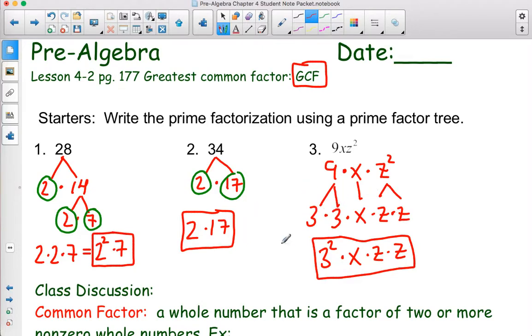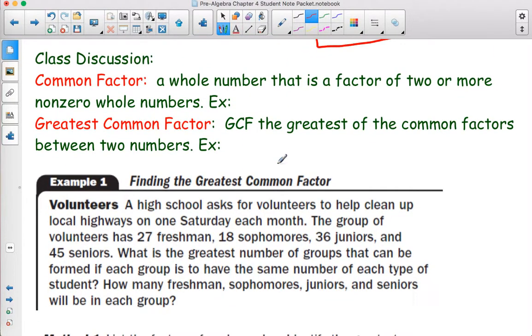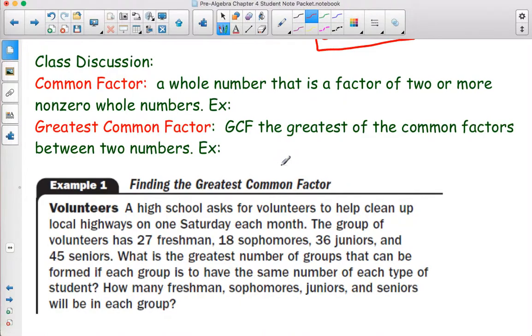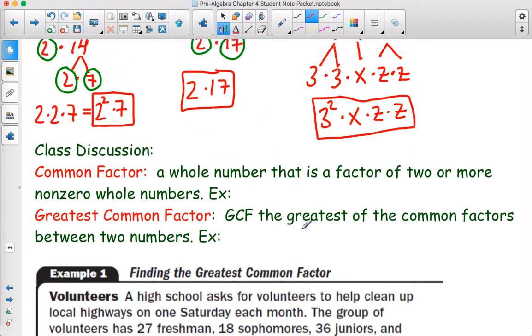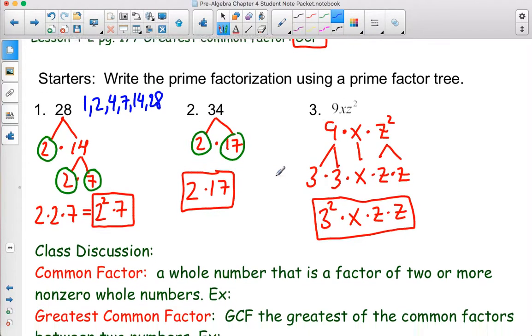Okay, today what we're looking at are common factors and the greatest common factor. Factors of a number are numbers that are smaller than your number but go into that number. Like up above, we talked about this yesterday. Factors of 28 are numbers that go into 28. Those would be numbers like 1 and 2 and 4 and 7 and 14 and 28. Those are factors of 28 because they go into 28.